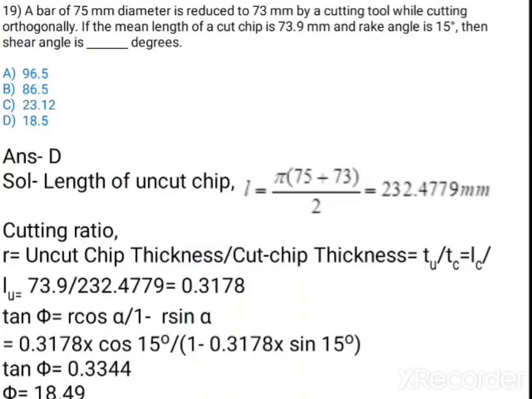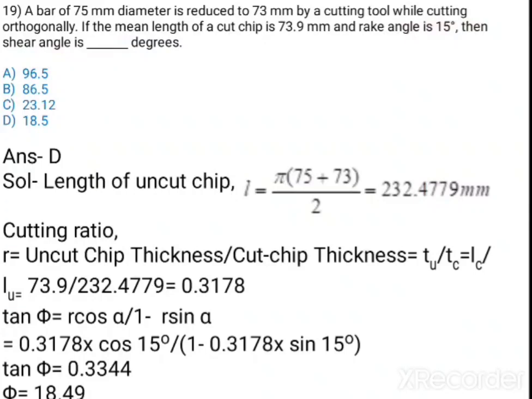Now question number 19: a bar of 75 mm diameter is reduced to 73 mm by a cutting tool while cutting orthogonally. If the mean length of the cut chip is 73.9 mm and rake angle is 15 degree, then the shear angle is in degree. So this type of question is very commonly asked in GATE as well as IAS examination. So look at the solution.